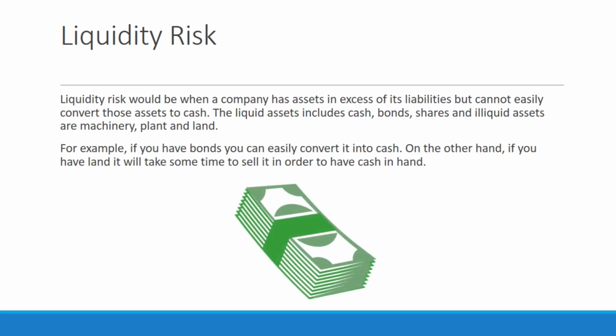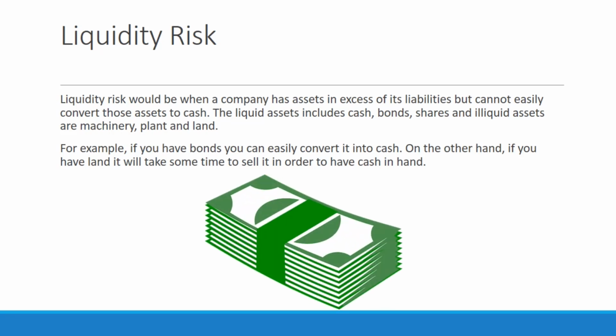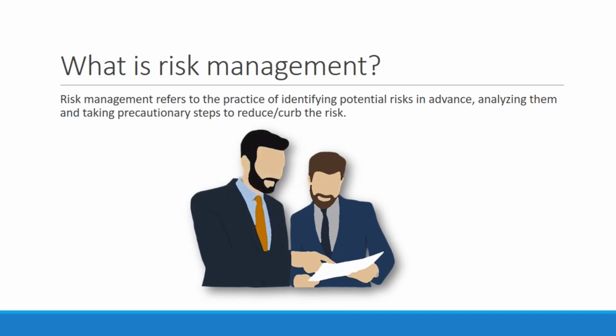In the end, we will study liquidity risk. Liquidity risk is when a company has assets in excess of its liabilities, but cannot easily convert those assets to cash. Liquid assets include cash, bonds, and shares, and illiquid assets are machinery, plant and land. For example, if you have bonds, you can easily convert them into cash. On the other hand, if you have land, it will take some time to sell it in order to have cash in hand.